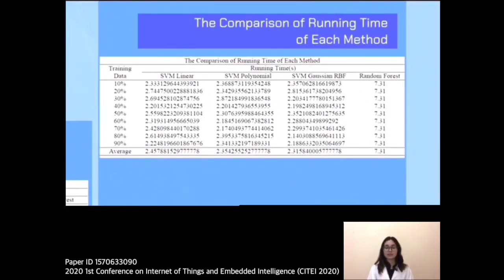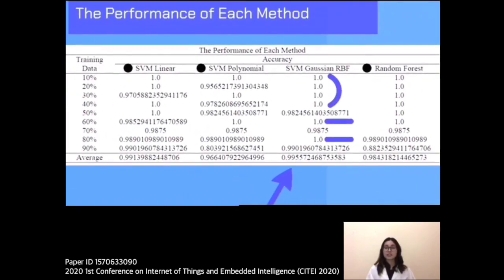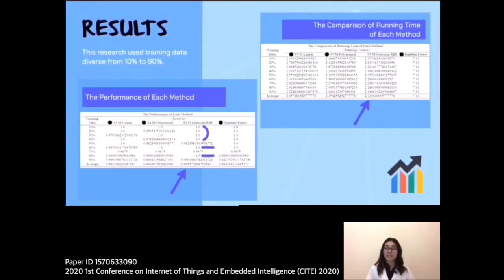In the second table, Gaussian radial basis kernel gives the best performance with an average running time of 2.3, followed by polynomial kernel SVM, linear kernel SVM, and lastly, random forest. All of the methods are good for classification of hepatitis. The highest accuracy, with a value of 99%, is from linear kernel and Gaussian RBF. However, based on accuracy and running time, the best method to classify hepatitis is Gaussian RBF kernel SVM.